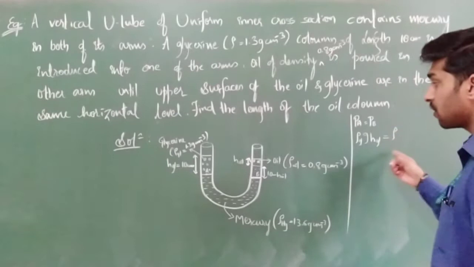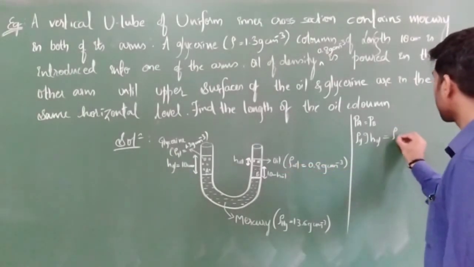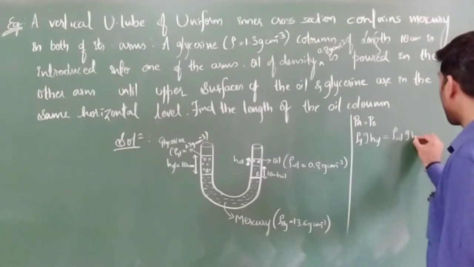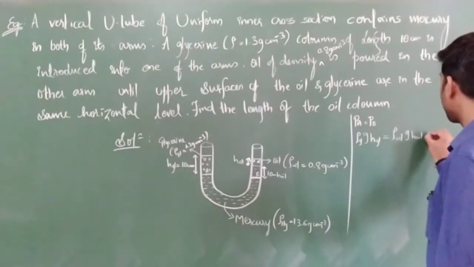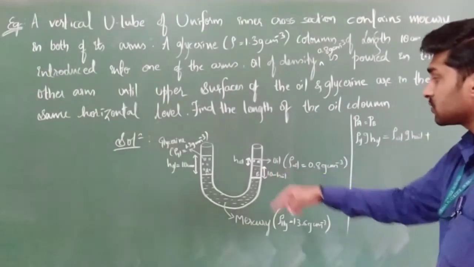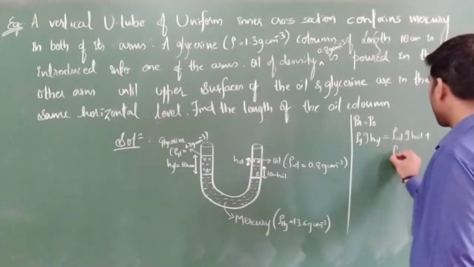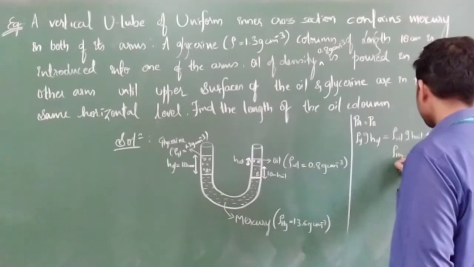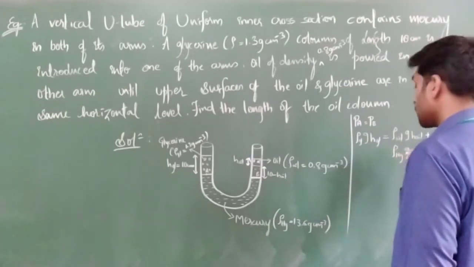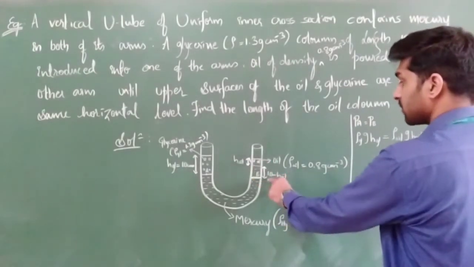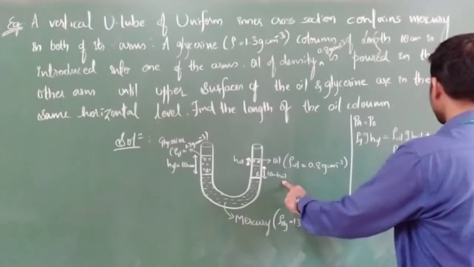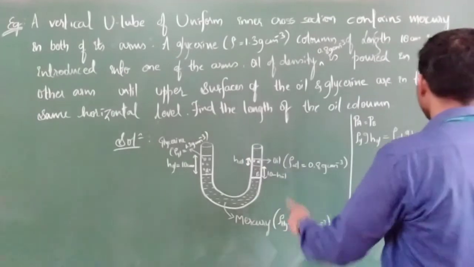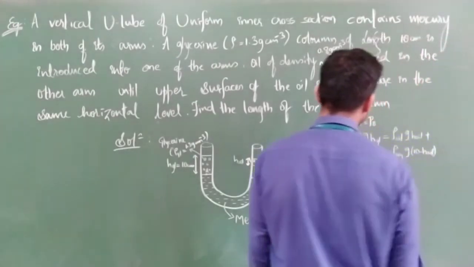So rho g H, here what can I write? Rho for oil, g, next H for oil, plus, second for this one, rho for mercury, because this is mercury, rho for Hg into g, next H is nothing but 10 minus H oil. Will you calculate H oil from this?